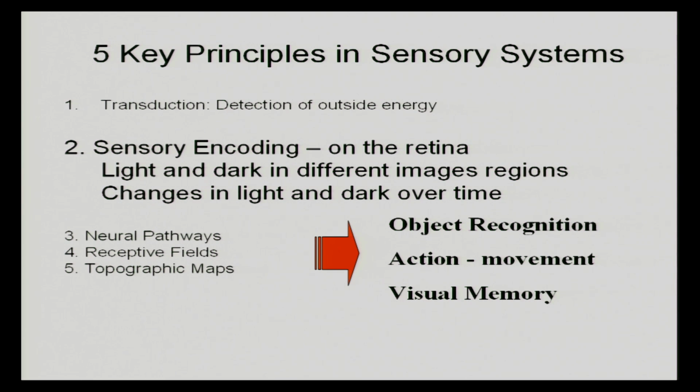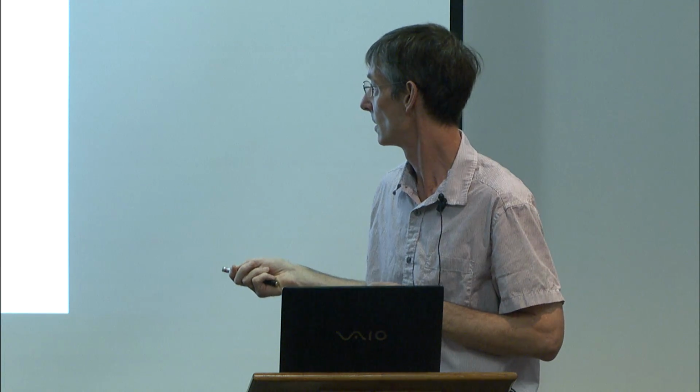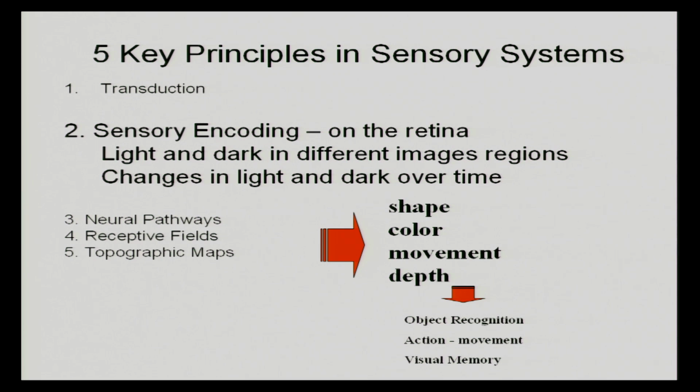So when something moves, the bright and the dark regions on one part of the retina will change, and that will lead to these important parts of perception. But actually, before we get there, to object recognition, to recognizing actions and visual memory, what we do is we take the responses of the cones. It's like the pixels on a television screen. And we divide the image up into the important parts that are used by the brain to segment objects, to recognize objects that are moving.